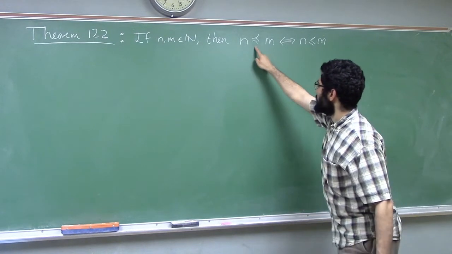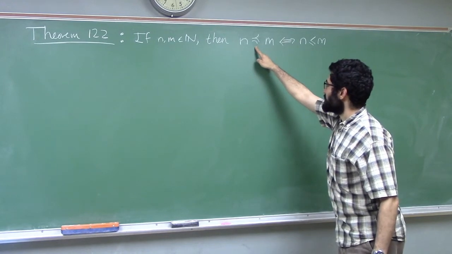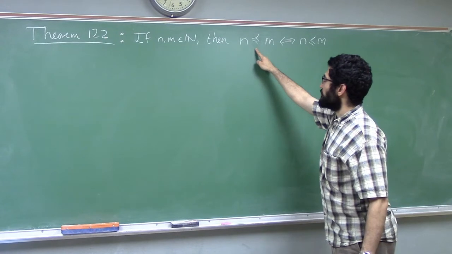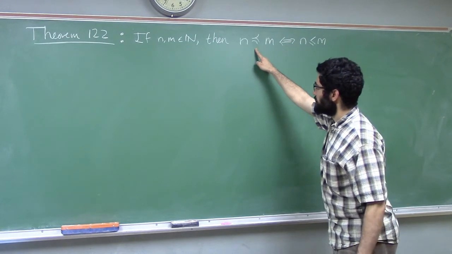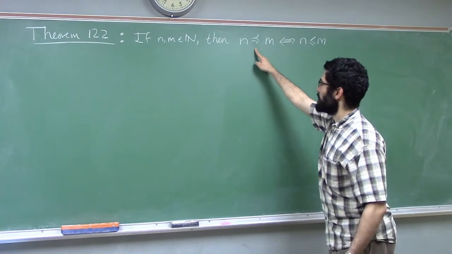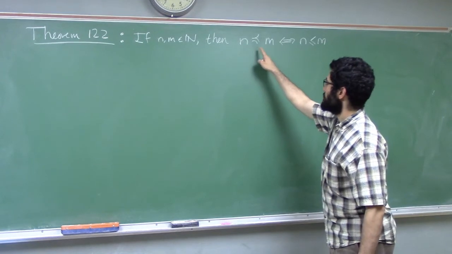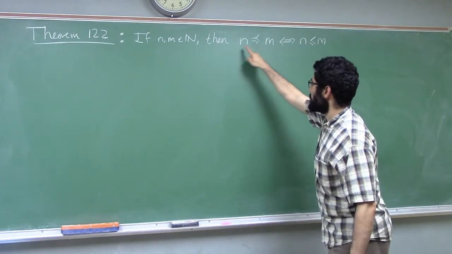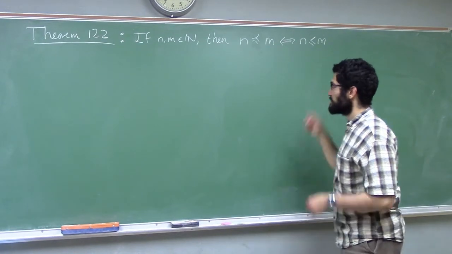On the other hand, this sort of curvy looking less than or equal to symbol refers to the existence of an injection and doesn't necessarily have anything to do with natural numbers. You could use this to describe a relationship between any two sets.